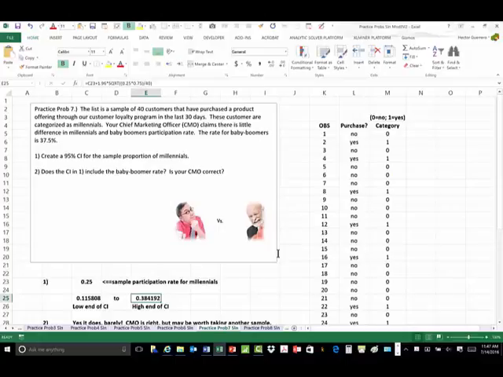So now let's look at problem 7. In problem 7, we have a list here of 40 customers that have purchased a product, and the question asked by an individual is: is the rate of purchase of millennials different from baby boomers?